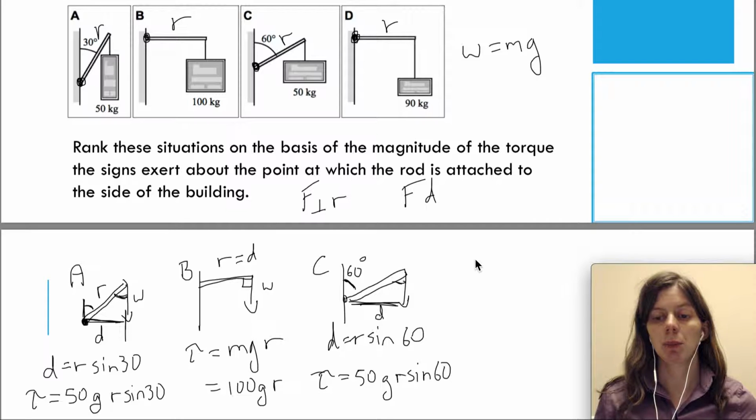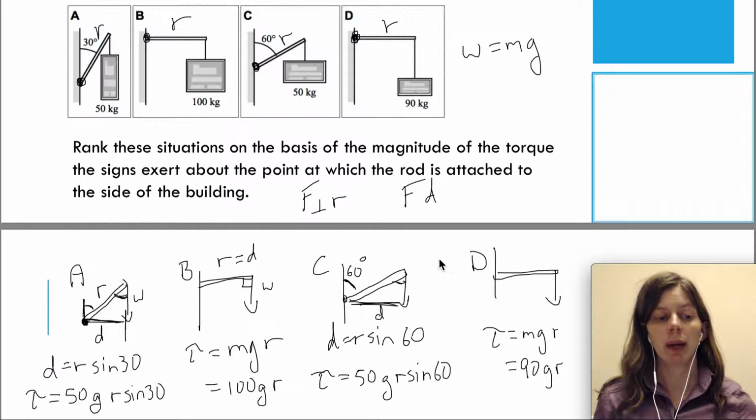And lastly, part D, we have one very similar to B. The difference now is that we have 90 kilograms for the mass instead of 100 kilograms. So the torque is going to be mgr, the weight times the distance, and it's going to be 90 gr. So now we have to rank these.